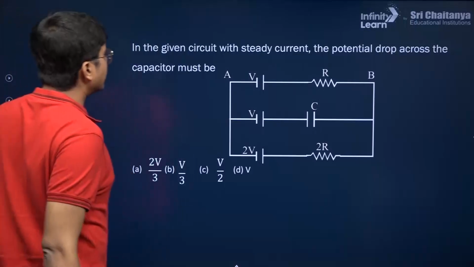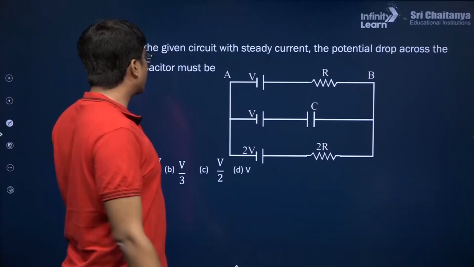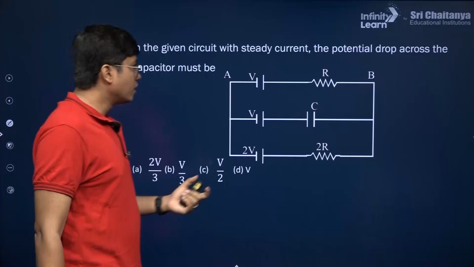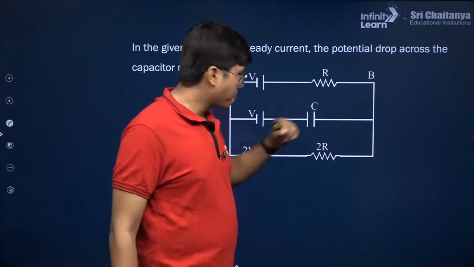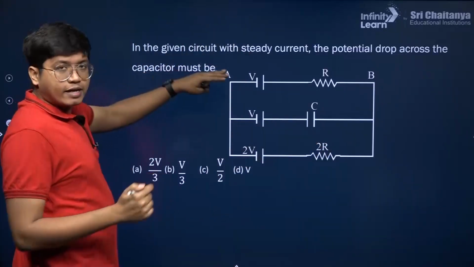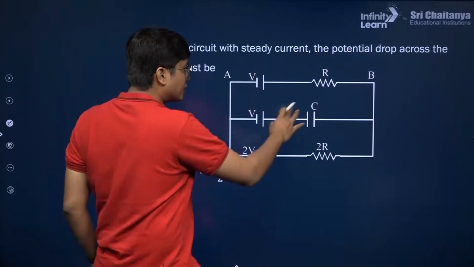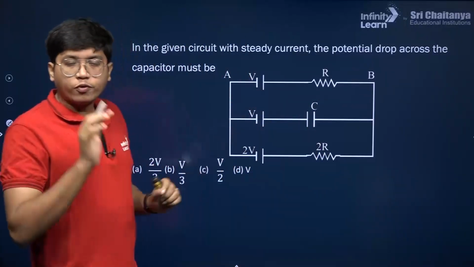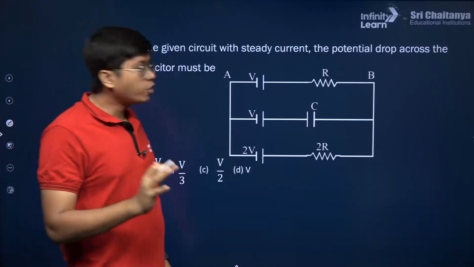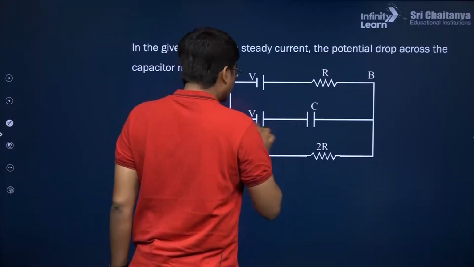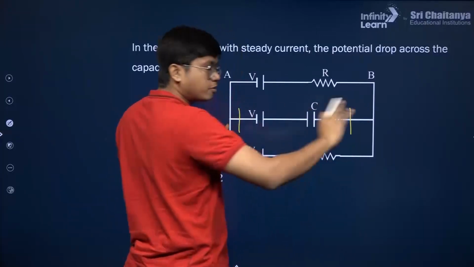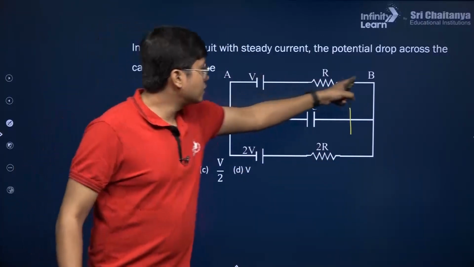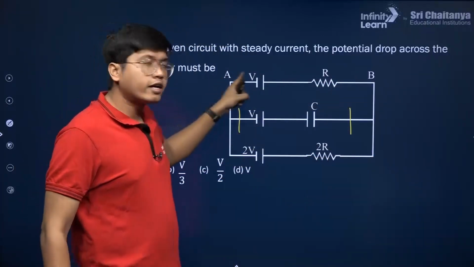Next up, in a given circuit with steady current, the potential drop across the capacitor must be... So I need the VC over here. Now it's a steady current, which means this capacitor does not allow any current to flow in this branch. So when you're finding the magnitude of current, you can ignore that this wire even exists. Just think this has been cut off, and this is just the circuit through which current is flowing.